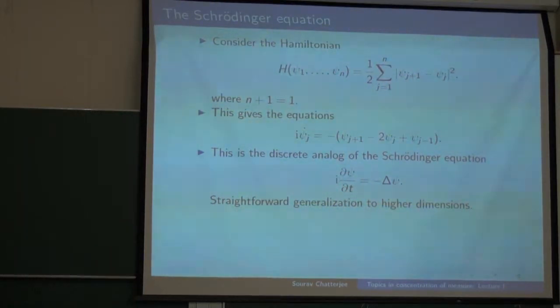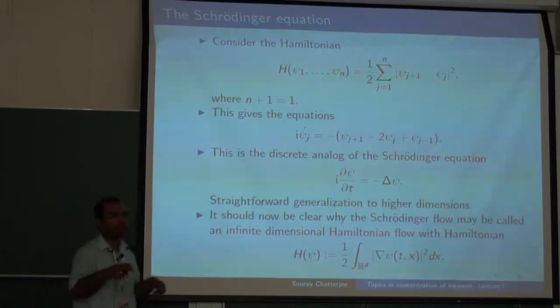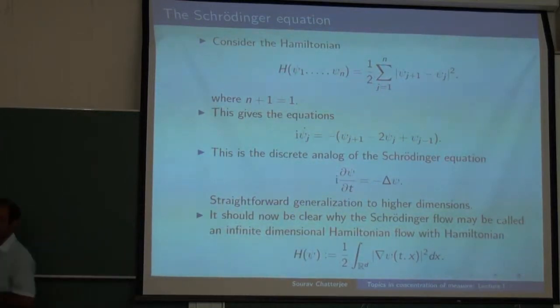gives Schrodinger equation. Okay. So in this sense, the Schrodinger flow may be called an infinite dimensional Hamiltonian flow. So here, there are two variables x. So there is an x which takes the place of this j here with this Hamiltonian. Okay. Integral of gradient psi squared.